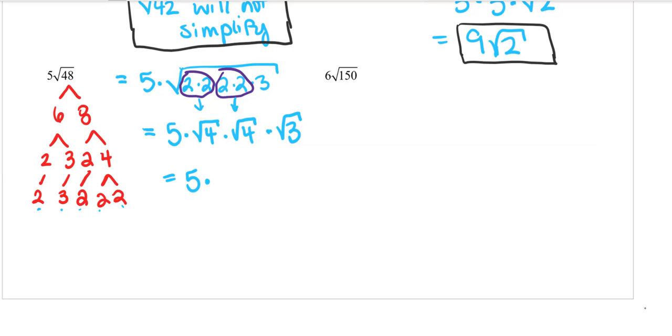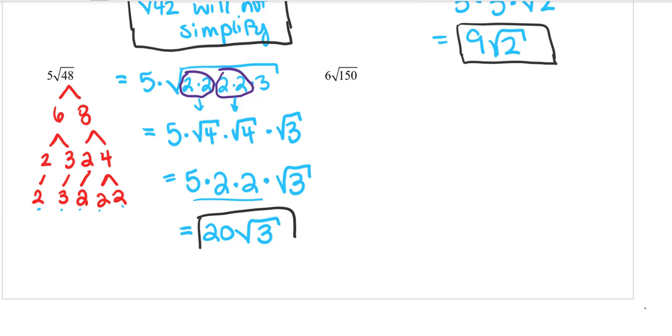So we have 5 times, and then the square root of 4 is 2. Another square root of 4 is 2. And then that's times the square root of 3, our leftover. And by leftover, I mean it's staying inside the square root. So multiply out these numbers there. 5 times 2 is 10, times 2 is 20. So we have a 20 outside the radical, and then it's times the square root of 3. So 20 times the square root of 3 would be the simplified version of the original problem, 5 times the square root of 48.